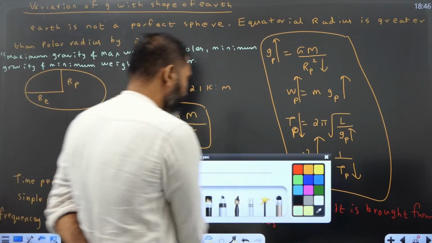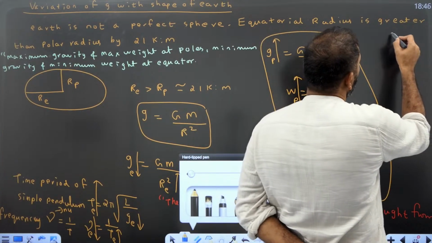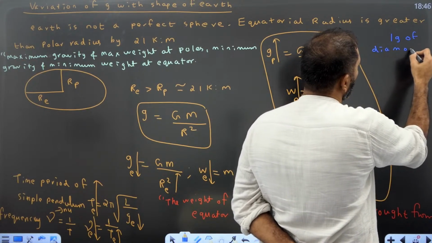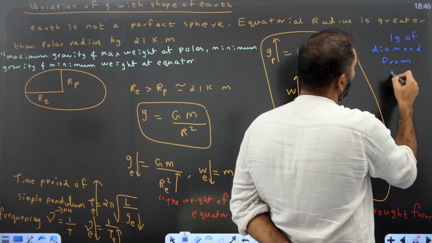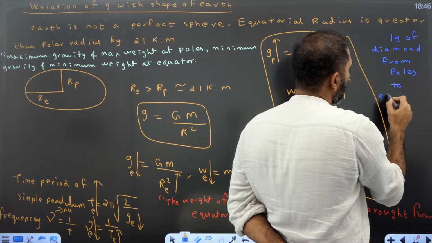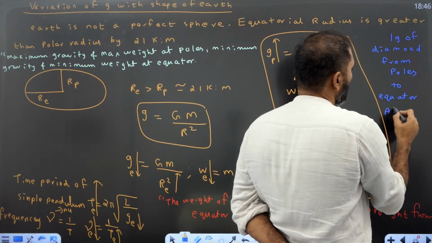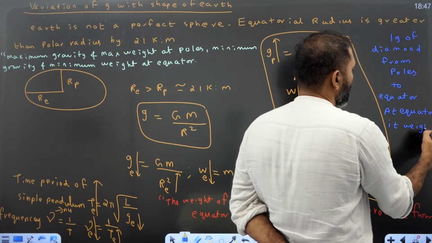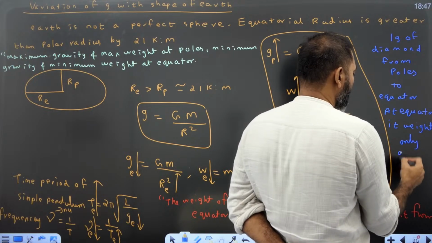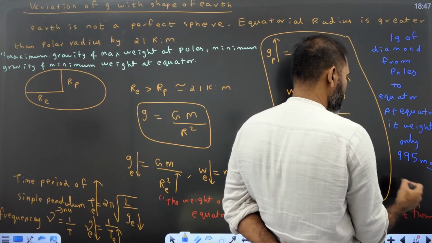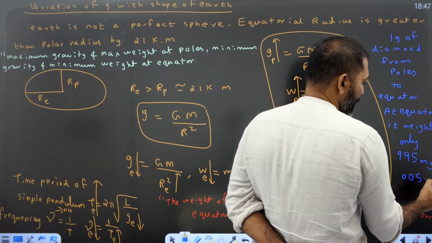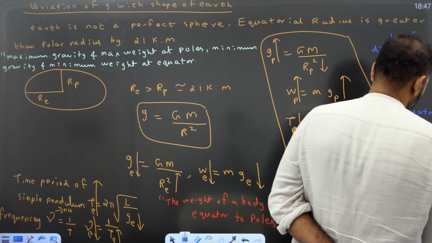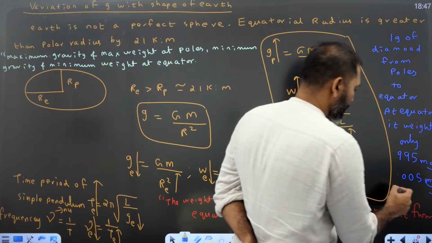Now, I will give you an example. Suppose I am a smuggler who smuggles goods. I am taking 1 gram of diamond from poles to equator. So at equator, it weighs only 995 milligram. A 0.005 gram difference will be there. I am just giving you an example.